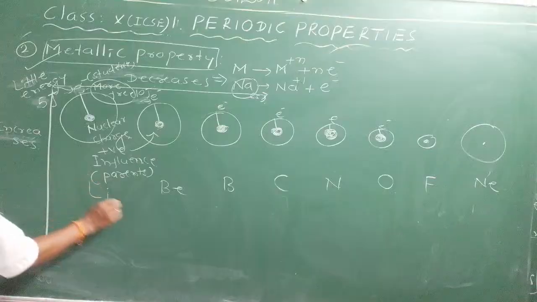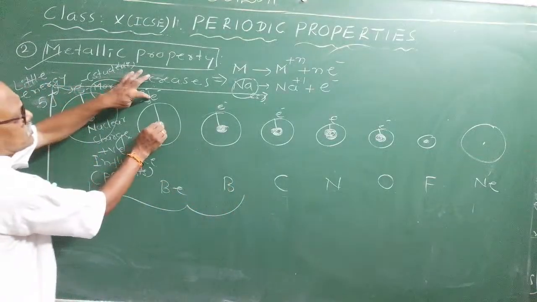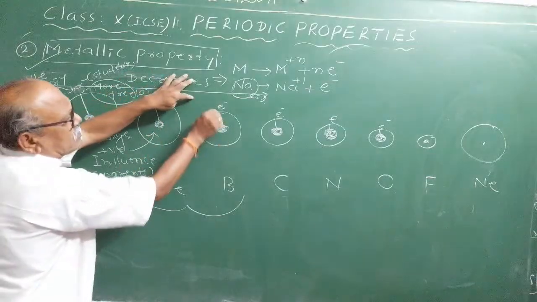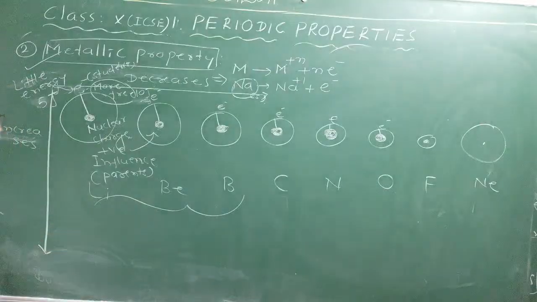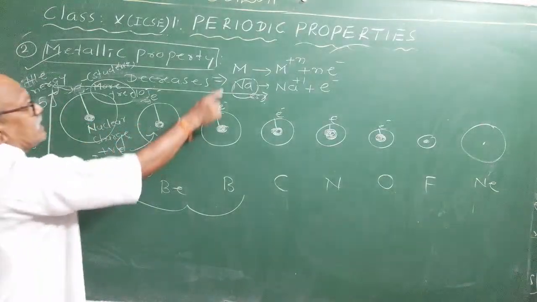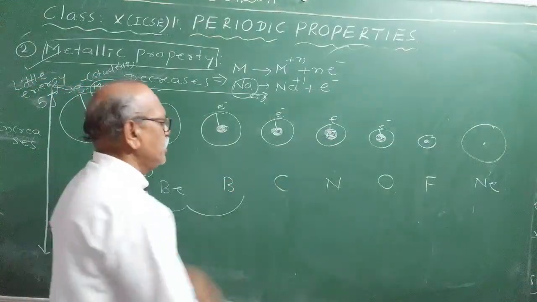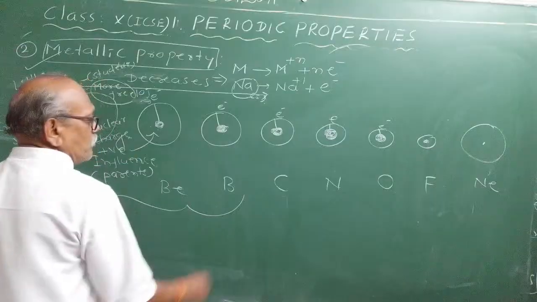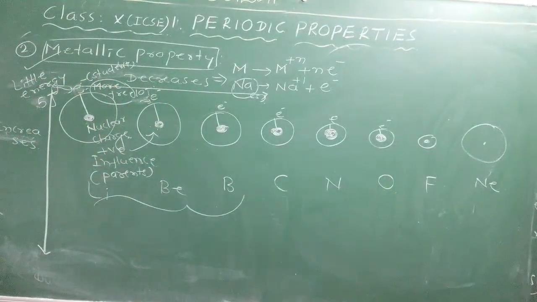Therefore, these metals, particularly lithium, beryllium, boron, are metals because the distance between the nucleus and the outermost shell is more. Therefore, the electrons can be easily kicked out by supplying little energy. Therefore, they have a tendency to lose electrons. After carbon, non-metals will begin. Right? So, metallic property goes on decreasing along the period. I hope you understood.